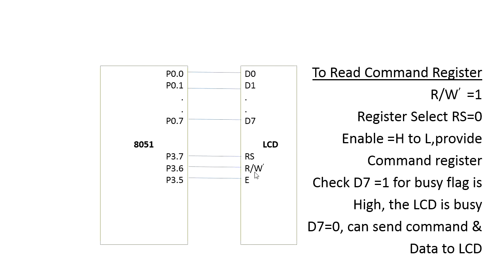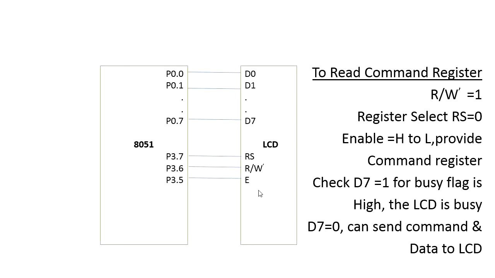In order to read the command or write the data, we use the read bar write bar pin on the LCD device. The read bar write bar pin is connected to port 3.6 of the 8051 microcontroller. Along with that, we have the enable pin that is connected to port 3.5 of the 8051 microcontroller. Whenever enable is equal to 1, only at that time can it transmit the command as well as data from the 8051 microcontroller to the LCD device.